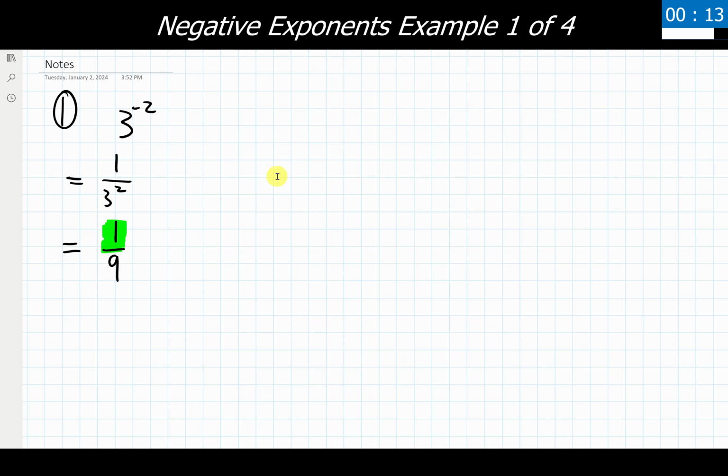I tend to find slowing down just a little bit with negative exponents makes it easier to track what you're doing from one step to the next and the next. And also, showing your work goes a really long way with that as well.